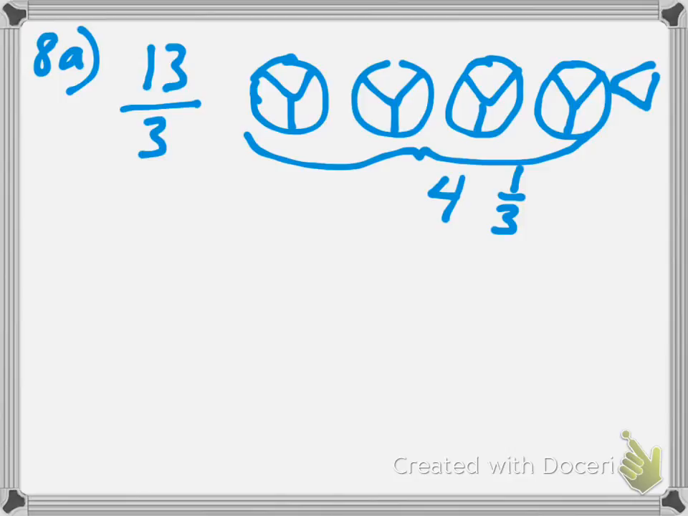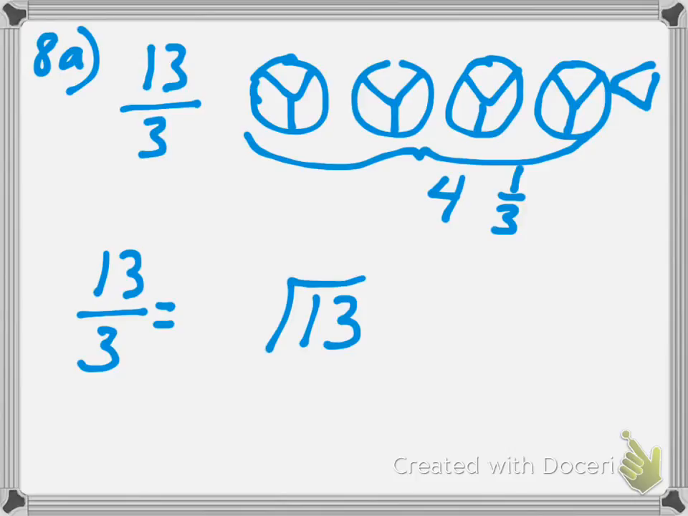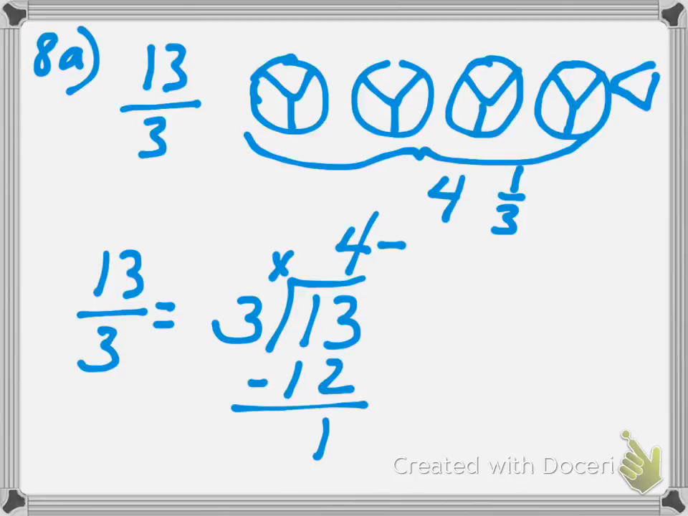But we're going to go ahead and take 13/3 and make it into a division problem. 13 divided by 3, which is going to go in 4 times. 4 times 3 is 12. 1, and then we write our remainder here, and our denominator stays the same. So 4 and 1/3.